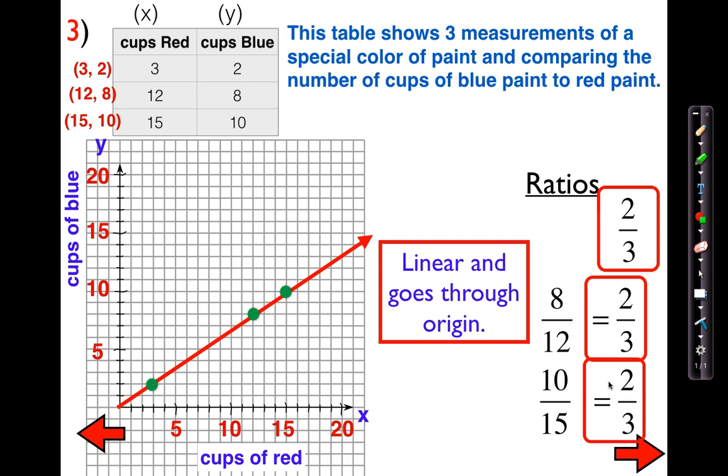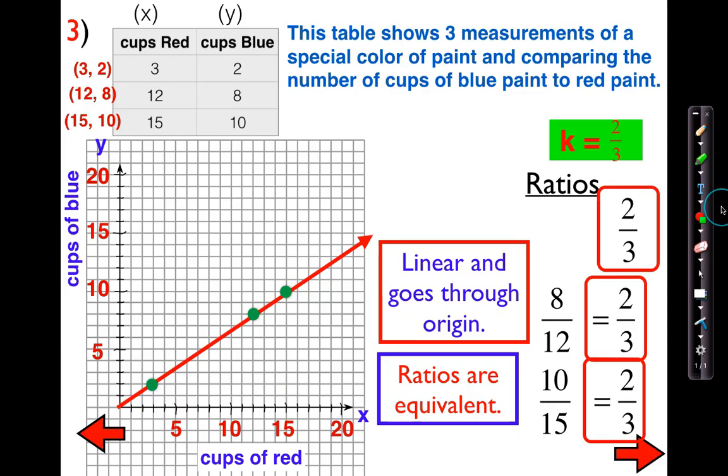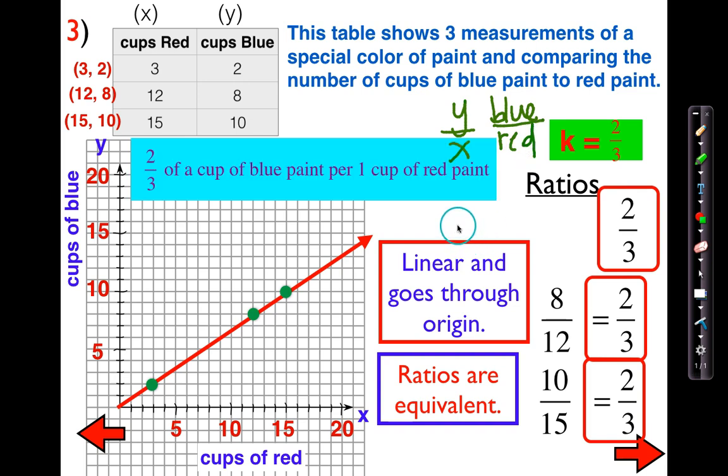But why did I do that? Well, this ratio is going to allow me to find the constant of proportionality. The constant of proportionality is 2/3. Now the next thing on my list was to figure out the unit rate. So I already know it's 2/3, but what are the units going to be? Well, your units will always be set up as y over x. So in this case, if it's y over x, that means it's going to be blue cups per red cup. So what is the unit rate? The unit rate is 2/3, that's from the constant of proportionality, of cups of blue paint for every 1 cup of red paint, blue per red.